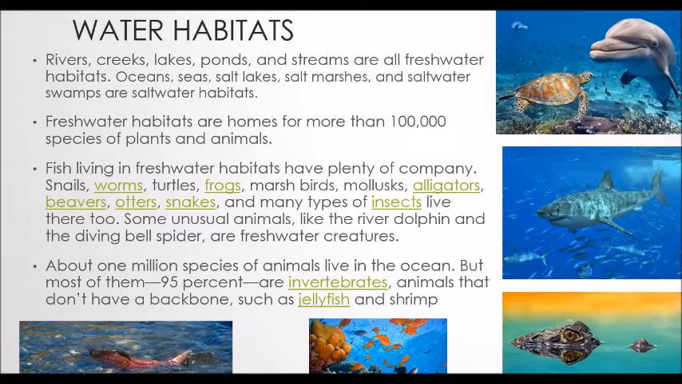Then for our saltwater habitats, we have oceans, seas, salt lakes, salt marshes, and saltwater swamps. And 1 million species of animals live in the ocean. So 1 million species of animals live in saltwater habitats, okay? And most of them are invertebrates, which we learned are 95% of all of the species on Earth. So most of the animals on Earth are actually invertebrates.